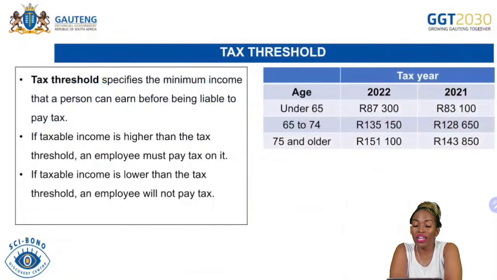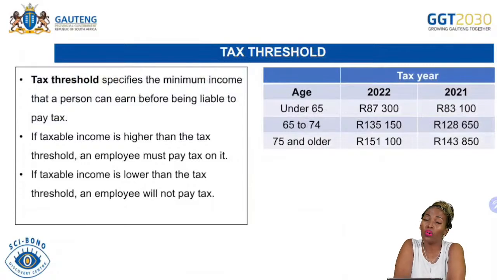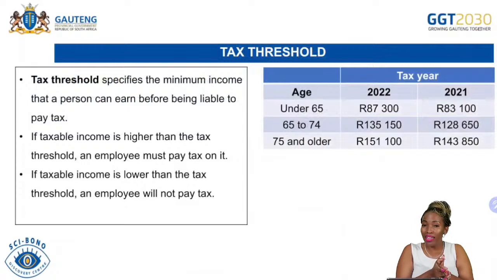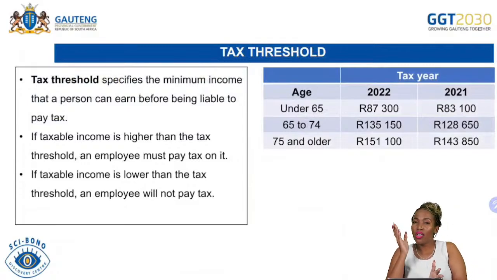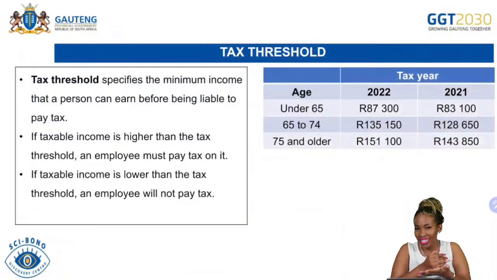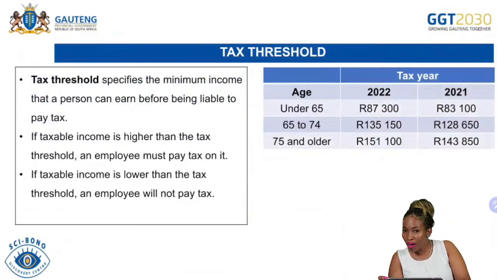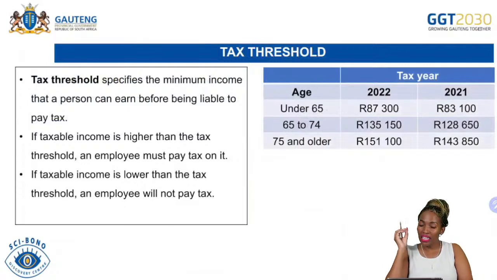And then we've got what we call a tax threshold. A tax threshold creates a lot of confusion. And honestly, there is nothing to be confused about. The tax threshold determines whether an individual is liable to pay tax or not. It's like a guideline. It tells us that if you are this age and you are earning this amount or less, then you are not supposed to be paying tax. If you are this age and you are earning more than this amount, then you need to start paying tax. That is what the tax threshold is all about.